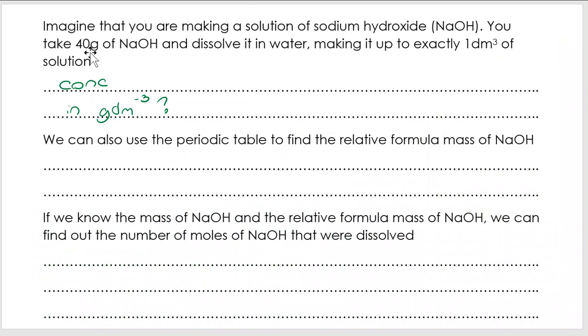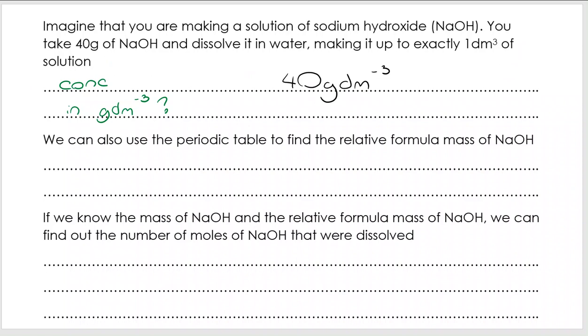Moving on to some more specific questions here, we're going to take a look at the fact that we have got 40 grams of NaOH. We're dissolving it in water to make up exactly 1 decimeter cubed of solution. What would its concentration be in grams per decimeter cubed? And hopefully that's nice and straightforward. I've got 40 grams in 1 decimeter cubed. That's 40 grams per decimeter cubed.